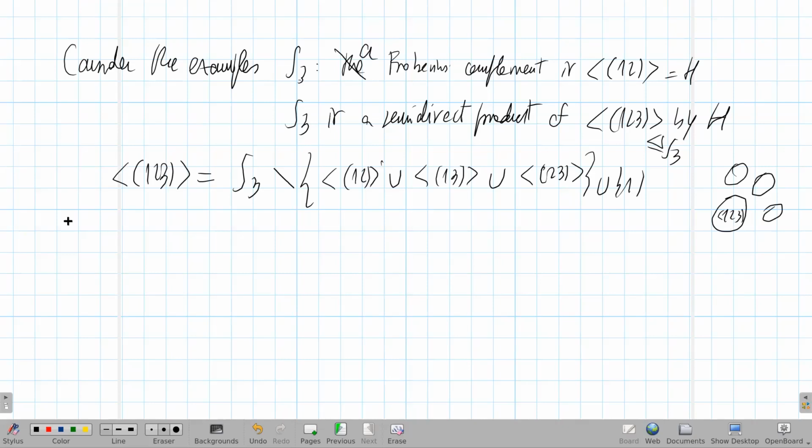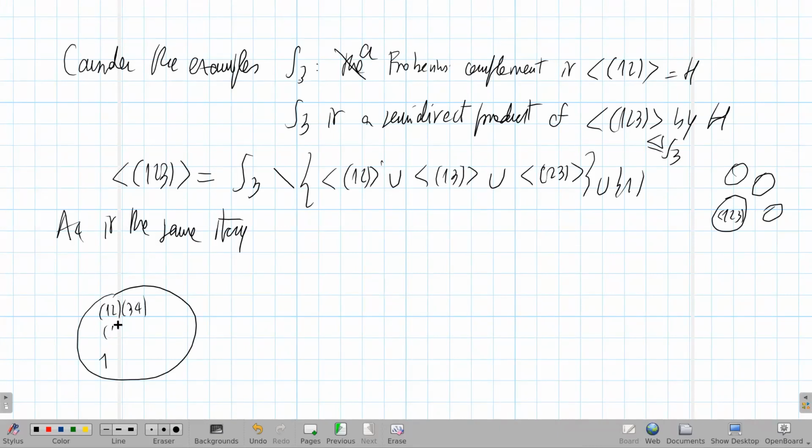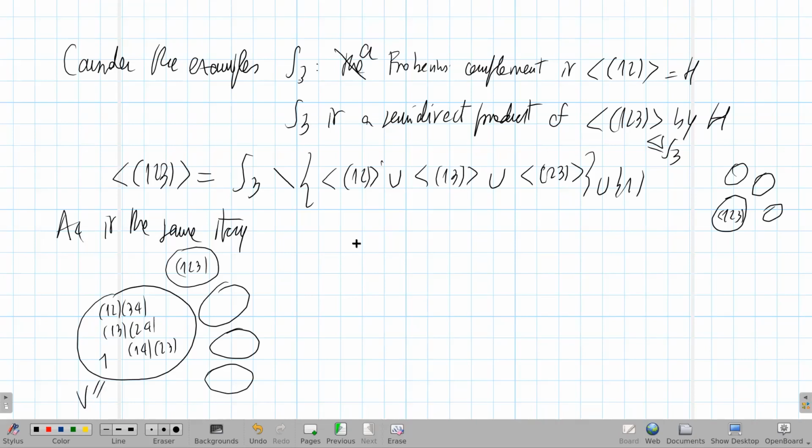And the same thing happens with A4. Because in A4, you have here the subgroup formed by 1 and the products of two disjoint 2-cycles. And then you have the stabilizers here, (1 2 3), and so on. So once more, there is the subgroup called V, okay? So V, which is the subgroup, okay, let's rewrite it for clarity.